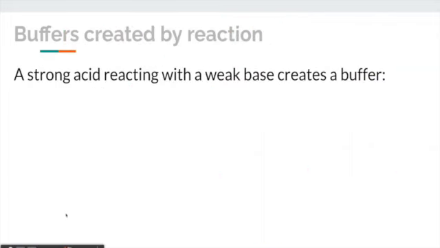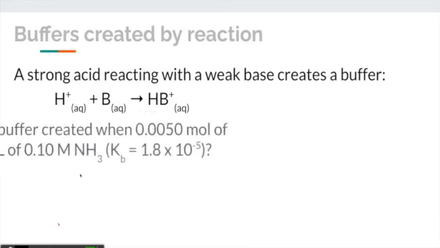We can create a buffer by just taking a strong acid and reacting it with a weak base. And here's how that works. If we have a weak base and we put it in the presence of a strong acid, this reaction that we've already seen is going to make some of the conjugate acid of that weak base. So now we have just created a system that has a base and its conjugate acid, or an acid and its conjugate base, and that is therefore a buffer.